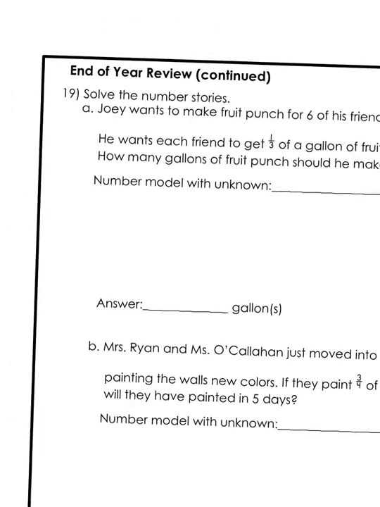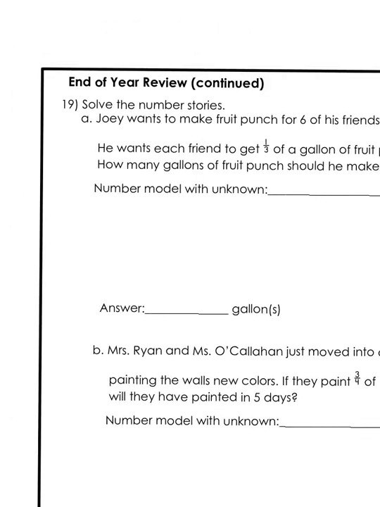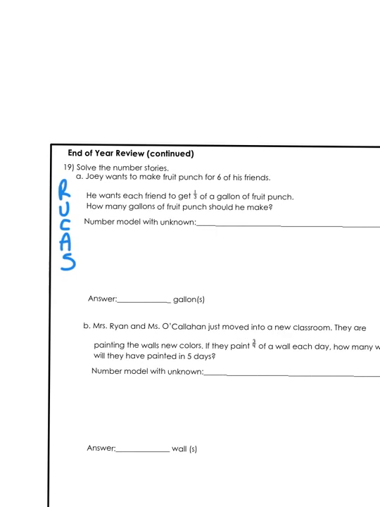So again, this is a story problem or number story, word problem, however you want to call it. And the way we solve those is we use the RUCKUS strategy, which is reread the problem, underline the question, circle important information, come up with an action plan, and then solve. So let's reread. Joey wants to make fruit punch for 6 of his friends. That sounds important. He wants each friend to get 1/3 of a gallon of fruit punch. I'm guessing they're teenagers. How many gallons of fruit punch should he make?